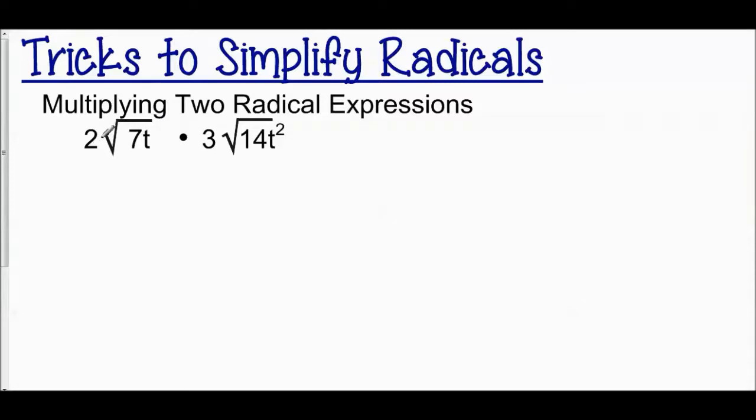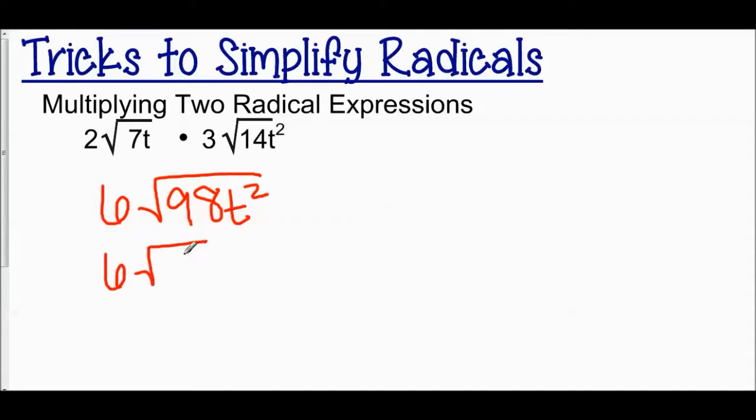So I'm going to multiply 2 times 3 as 6, and then what's in the radical I can multiply together. So 7 times 14 is 98, and t times t to the third is t squared. So I have those together, and then I can look for perfect square factors. So 98, I can bust that up into the square root of 49 times the square root of 2.